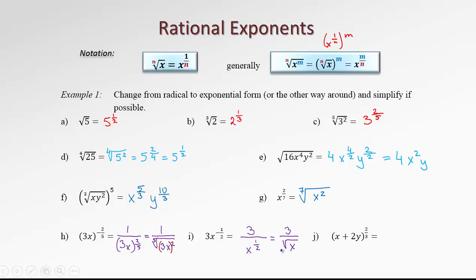I hope you did. And the last example, the whole bracket to the 2/3. This is positive exponent, so we keep everything in the numerator. Since the denominator of our exponent is 3, we start writing cubic root of everything to the square. So bracket x plus 2y square. Here we go.